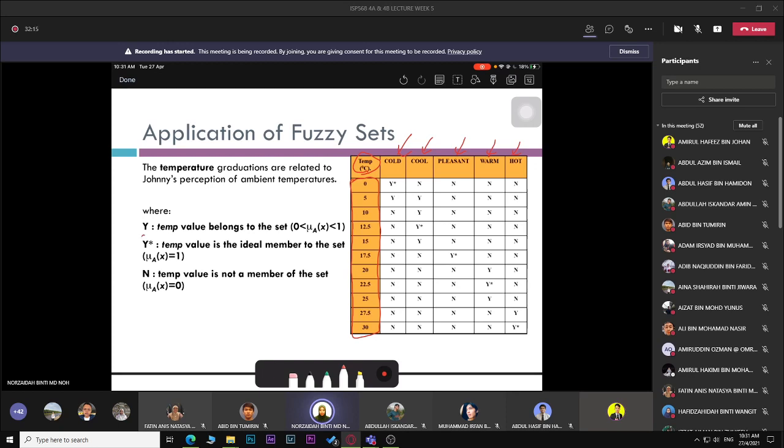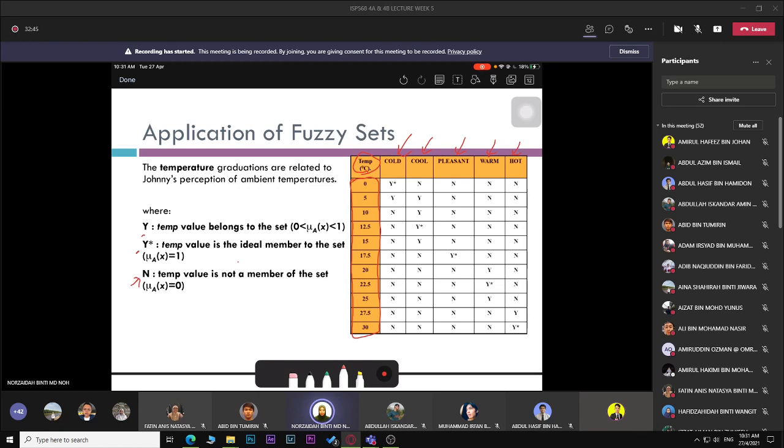You ada Y star and N. Okay. Y kalau you rasa yes, temperature tu belongs to that value. Okay, you letak Y star bila yes, this is definitely belongs. Okay, definitely memang dah satu lah, maknanya totally belong. So kalau you sangat setuju yang dia totally, so you letak Y star. Selain daripada tu, kalau you rasa it does not belong, you letak 0. So you bagi dekat customer you, your user.